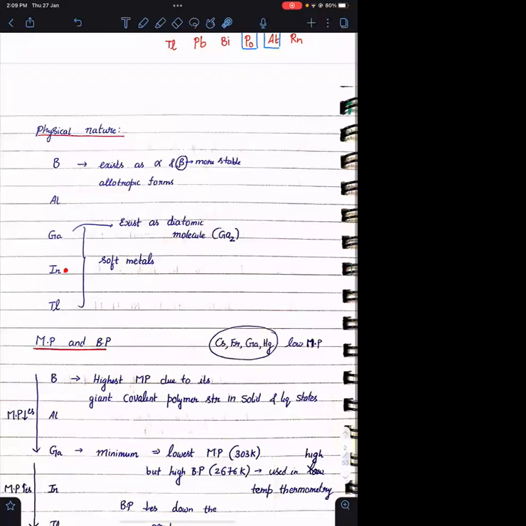Gallium, indium or thallium. They are soft metals and gallium can exist as a diatomic molecule, Ga2. Okay. Aluminum is also a metal. And down the group, as the metallic bond strength decreases, the softness is increasing. Aluminum is strong, but all the rest are soft metals. The reason is the metallic bond strength decreases down the group. Is that clear? And gallium can exist in diatomic form, which is Ga2.